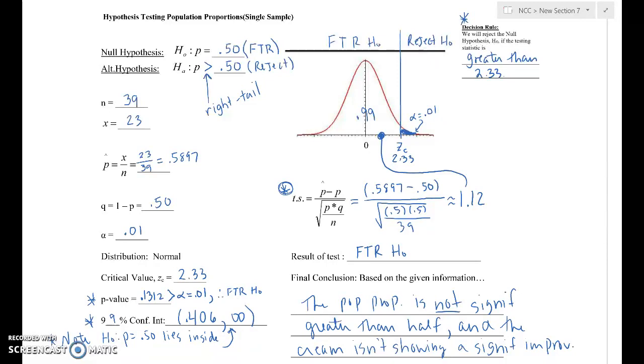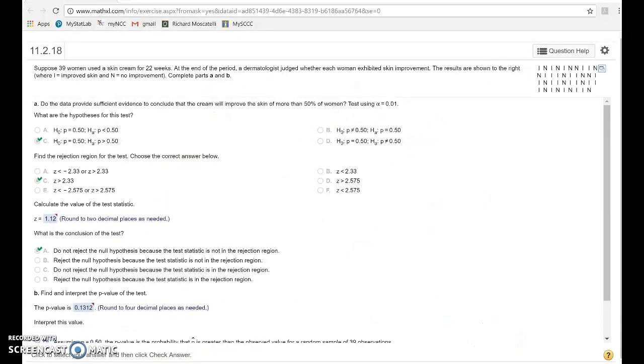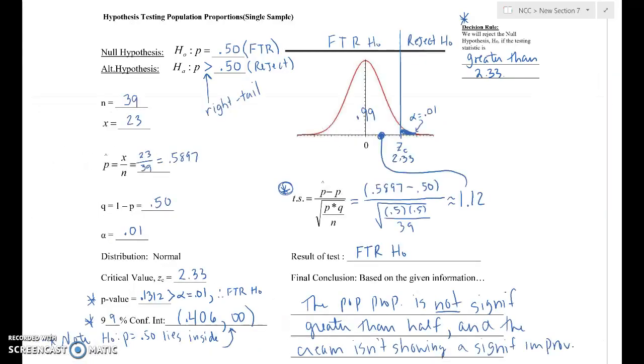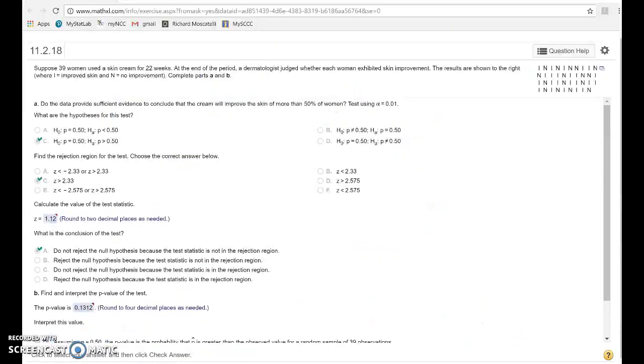All right, so going back to the question now, once this template is filled out. And naturally, when you're doing this on your own, it moves a lot quicker. You can now take all the information from this template and start answering all the different pieces. Like, for instance, what are the hypotheses? So you can see that the reason why the answer is choice C. It's a greater than scenario, right? Find the rejection region for the test. The rejection region is anything greater than 2.33.